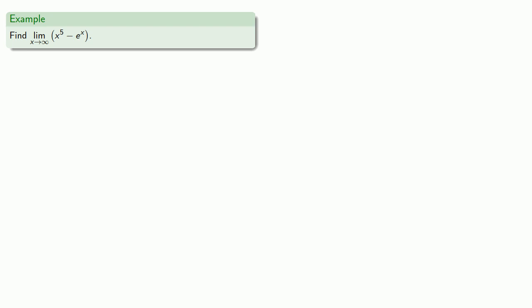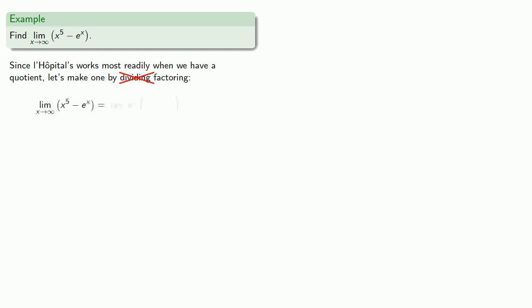How about this limit? Now, since L'Hopital's works most readily when we have a quotient, let's make one by dividing both sides of... There aren't two sides. We can factor, however. So let's factor an e to the x. And that has the effect of dividing our two terms by e to the x. And now we have this wonderful quotient in here that we can apply L'Hopital's rule to.